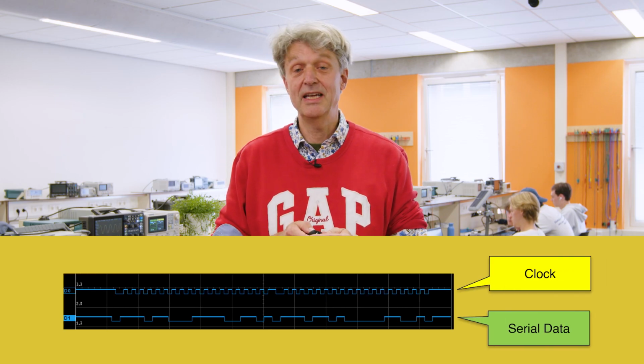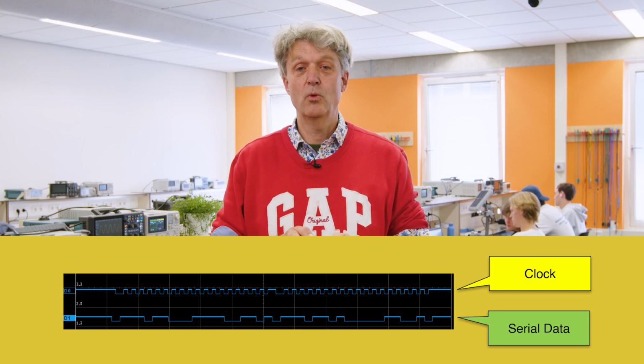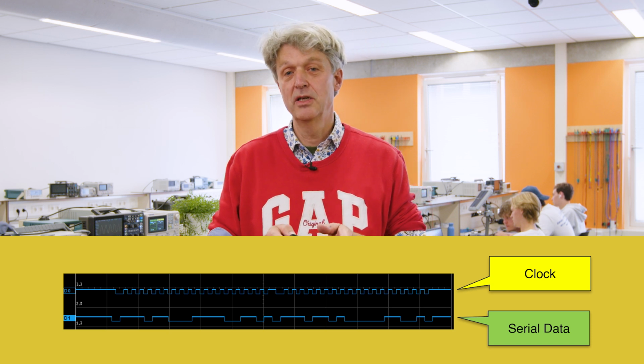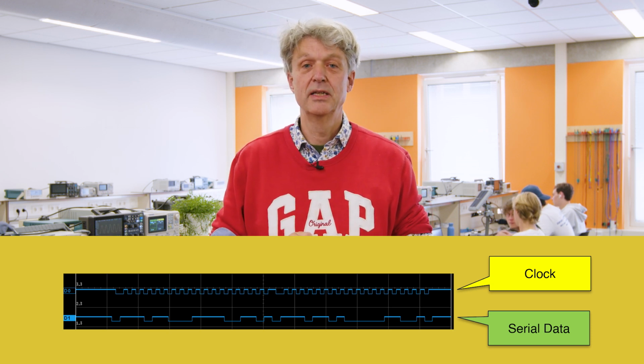Okay, looking at the data bus again. Here you can see that the data bus consists of a serial set of bits being transferred over the data bus in the green area, and the yellow area shows you the clock signal, which is required to synchronize the data being transmitted between those two computers.